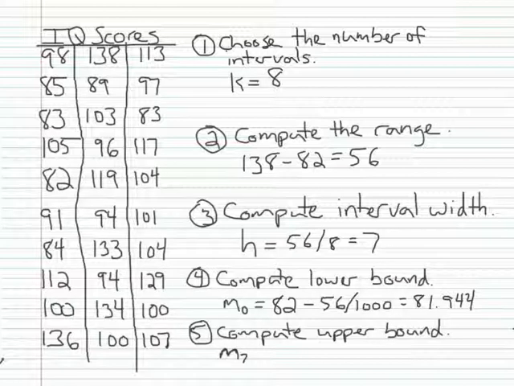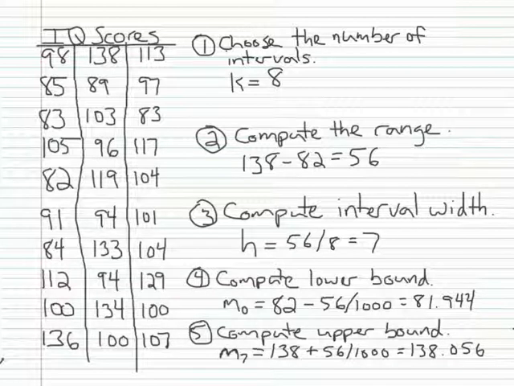So M7, that is going to be the highest score, which is 138, plus 56 divided by 1000. And that's going to equal 138.056. And again, the only purpose for adding that small number, that 56 divided by 1000, is to make sure that my highest number is actually counted in an interval.